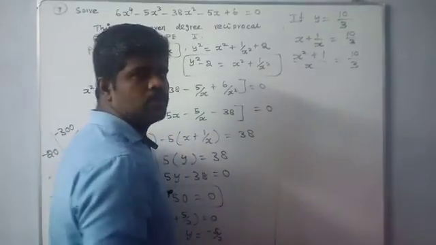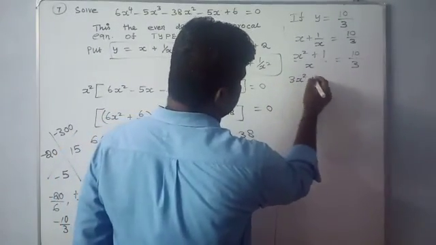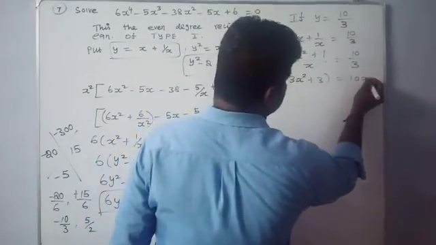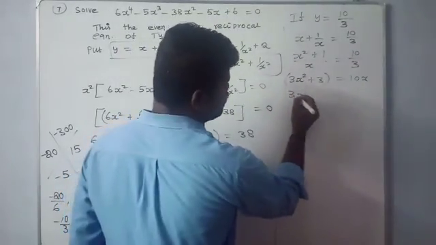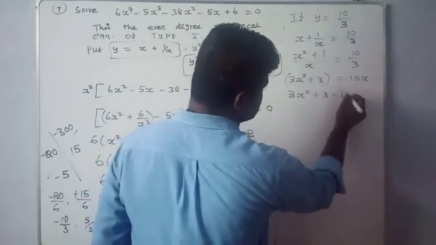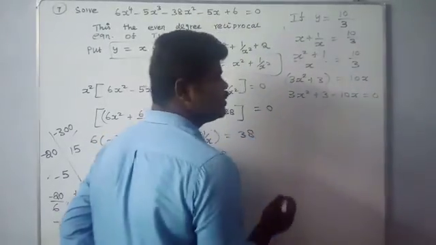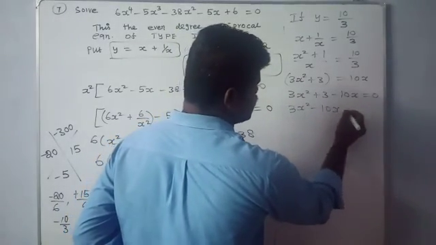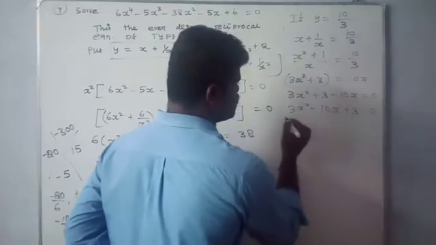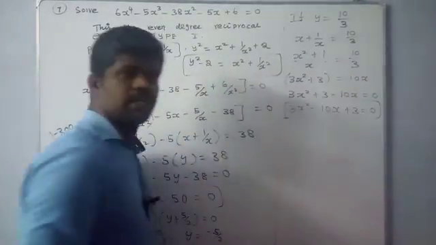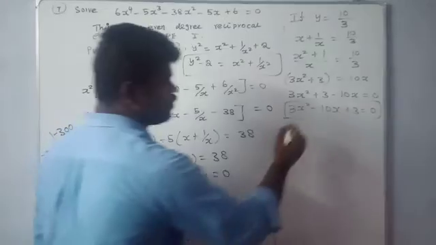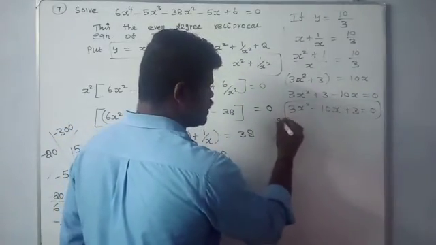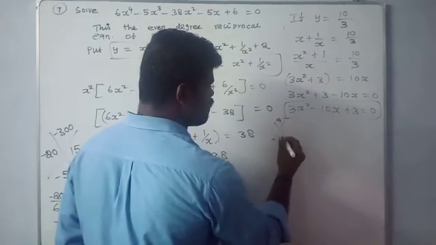And cross multiply these two terms. 3x squared plus 3 is equal to 10x. And we can write 3x squared plus 3 minus 10x equal to 0. So this is the quadratic equation, 3x squared minus 10x plus 3 equal to 0. What are the factors? 3 into 3, 9. Here 9 and minus 10.